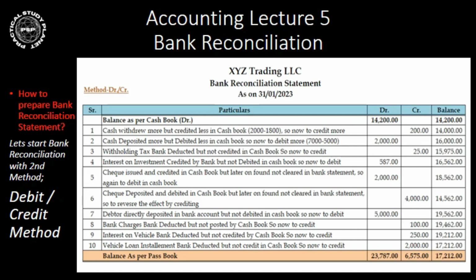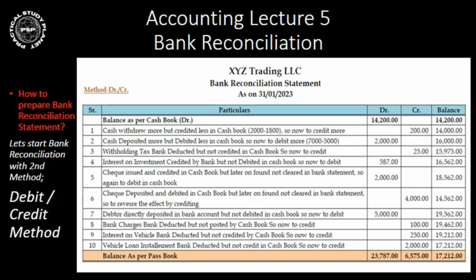So the check deposited and debited in the cash book but later on found not cleared in the bank statement, so reverse the effect by crediting 4,000. Debtor directly deposited into the bank account but not debited in cash book, so now to debit 5,000. Bank charges bank deducted but not posted by the cash book, so now to credit.